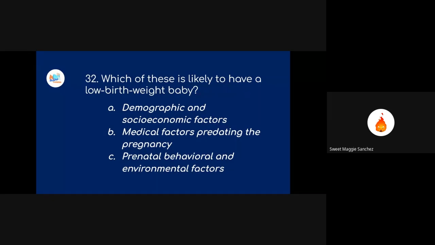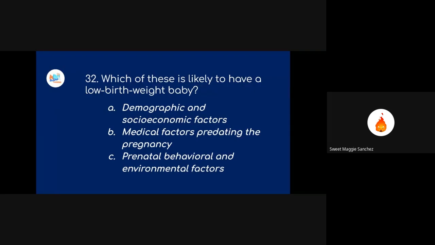It could be demographic and socioeconomic factors like how's their household, no? Are they fed well, no? Maganda ba yung environment? Sometimes then there are medical factors predating the pregnancy, no? Pwede na yung mother usually sick while pregnant sa bata, no? Di lang yung casual na sick, like serious sick, no? Like a flu, no? Malaking effect yan.